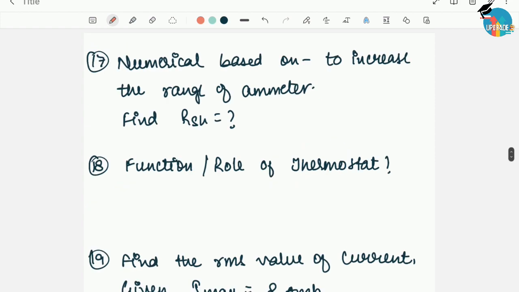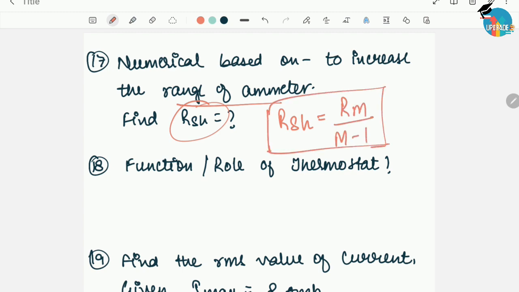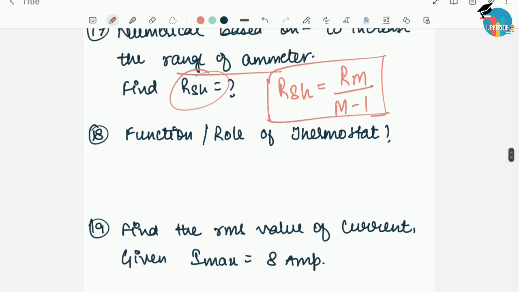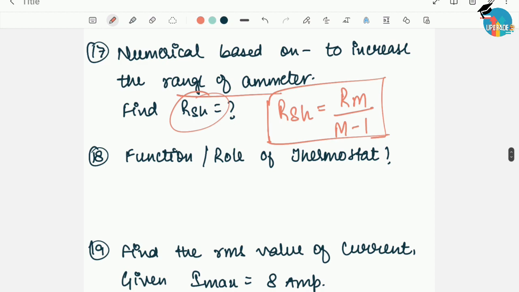The next question asked was a numerical based on increasing the range of the ammeter. The numerical values were given, and we only have to find the RSH. Using the formula RSH is equals to RM upon M minus 1, we can easily calculate the value of RSH. The next question asked was related to the function or the role of a thermostat. What is the function of a thermostat?